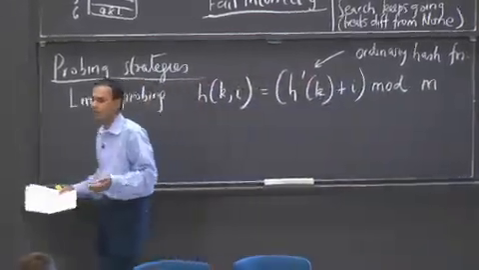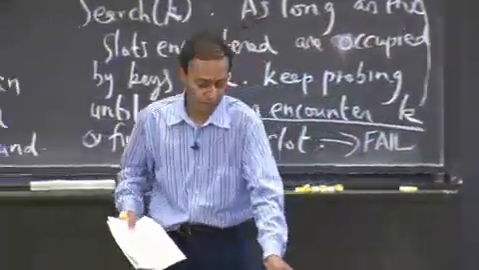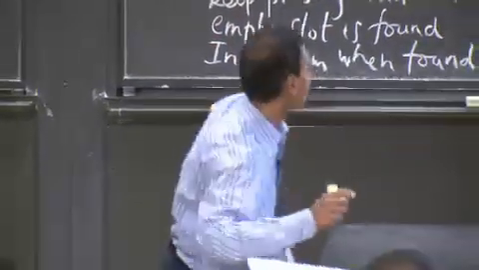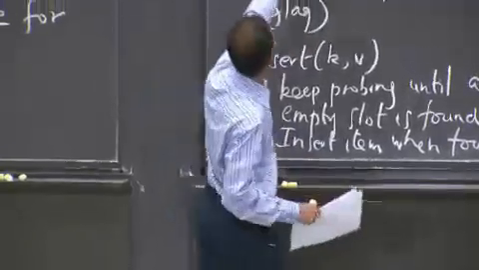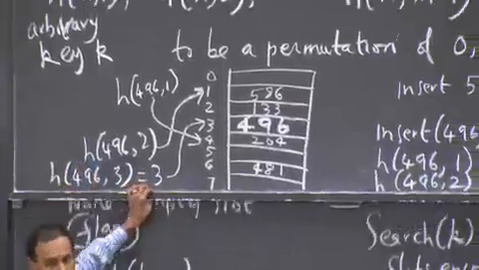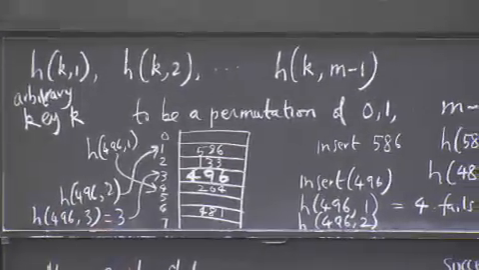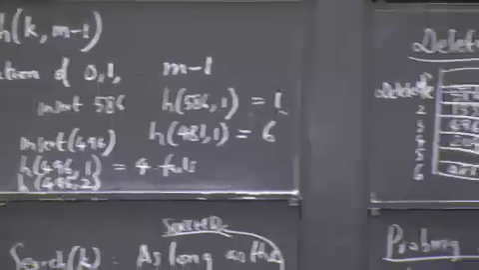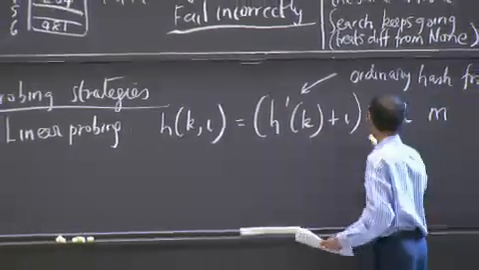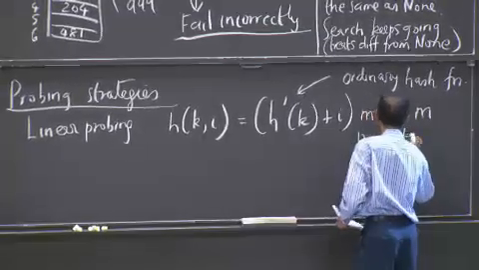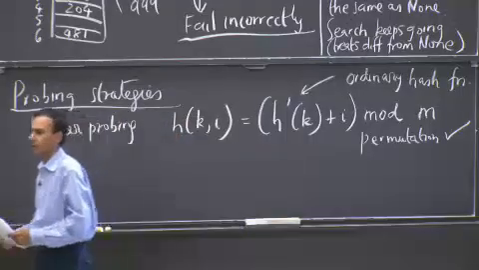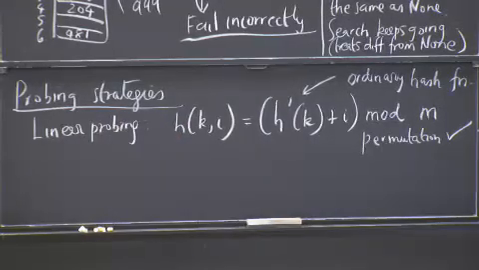What happens here? Does this satisfy the permutation argument? Before I forget, does it satisfy the permutation property that I want, h(k,0), h(k,1), up to h(k,m-1), to be a permutation? That makes sense? Yep. Because when I start adding, the mod is precisely this round robin cycle, so it's going to satisfy the permutation. That's good. What's wrong with this? What's wrong with this? Someone?